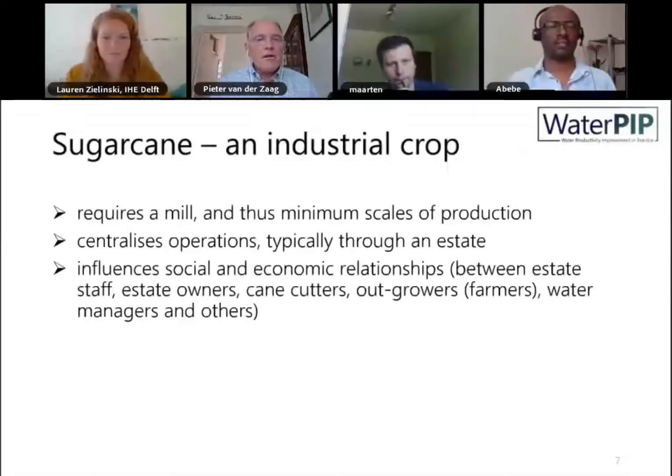Now, first, sugarcane as an industrial crop. It requires a mill, and thus it requires some minimum scales of production. And typically, operations are centralized, typically through an estate. And this influences the social and economic relationships between the estate staff, the estate owners, the cane cutters, the outgrowers, oftentimes, as has been mentioned before, water managers, and others.